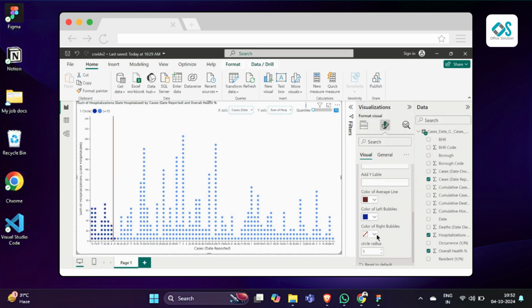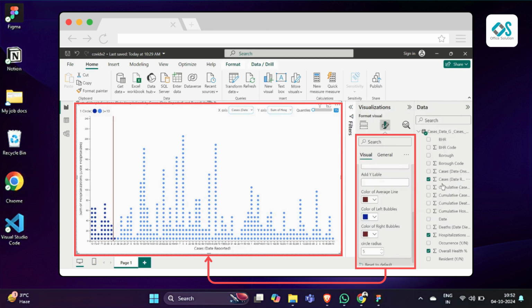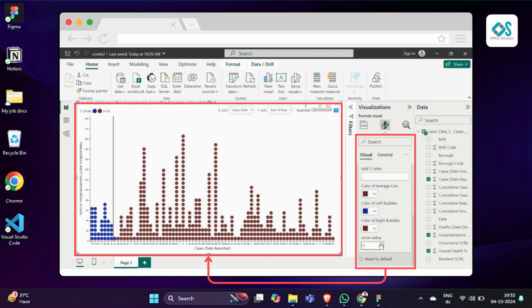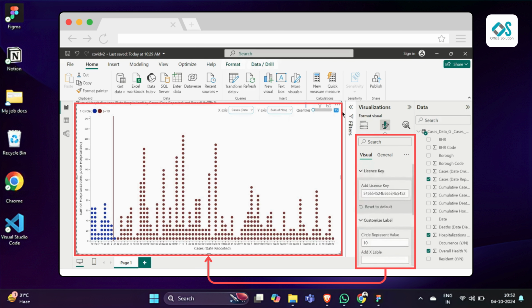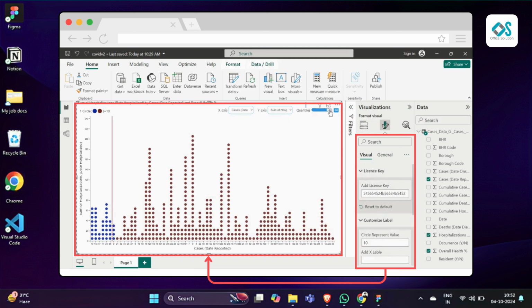So these are the customization options for developers. This can be fully customizable as you want, and we can make it easier to use in decision making.